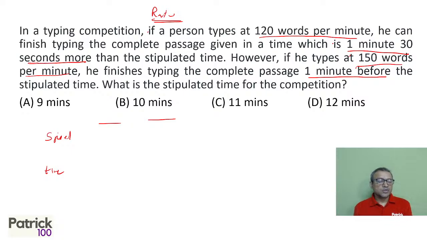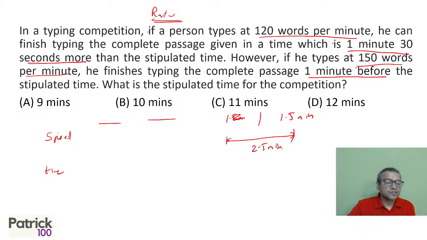So first find the ratio of the speed, and from there find the ratio of the time. And the difference in time is, I said, 2.5 minutes. So 1.5 minutes after, and here 1 minute before. So the difference in this time is 2.5 minutes.